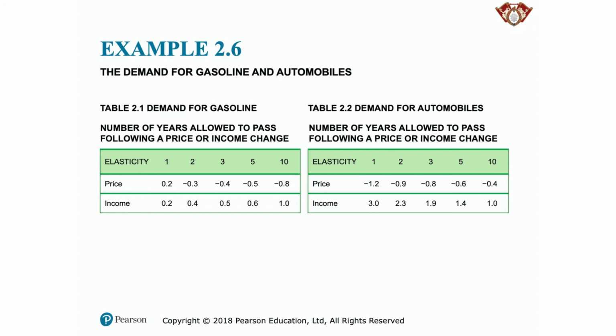Now we go to demand for automobiles, or demand for durables. A number of years are allowed to pass following a price or income change. Price elasticity of demand in durables, in absolute terms, decreases and decreases over the years, right? Income elasticity is the same. In absolute terms, it decreases and decreases in the durable case. Ordinary case, durable case, just the opposite, right?